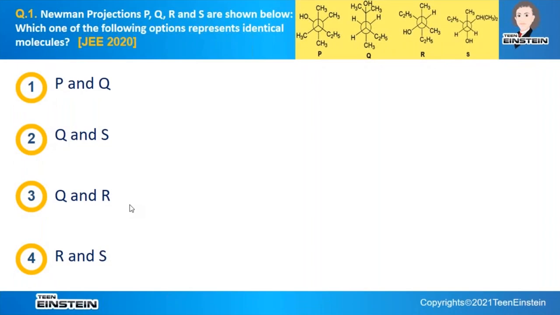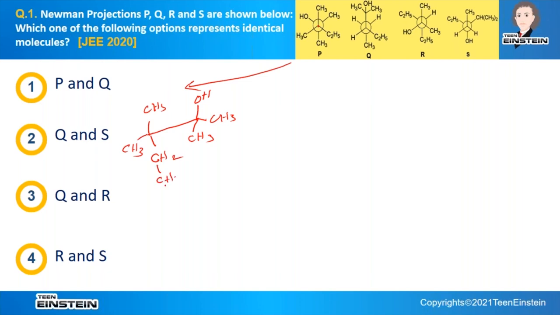So for the first structure, I wrote down the Sawhorse projection formula. This carbon is the first and the other is the second carbon. Let's draw the structure. The second carbon is attached with one hydroxyl group and two methyl groups. The first carbon is attached with two methyl groups and one ethyl group.